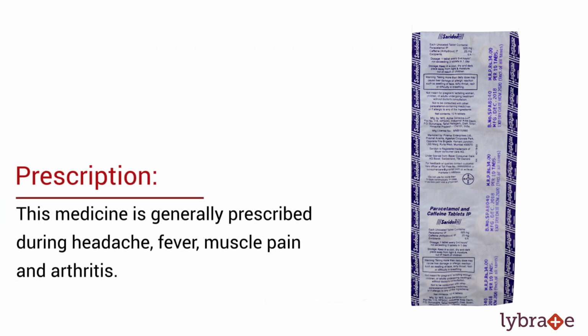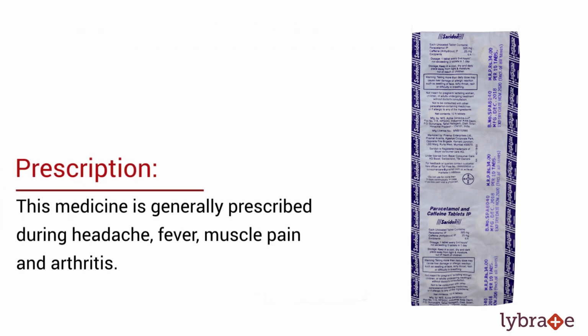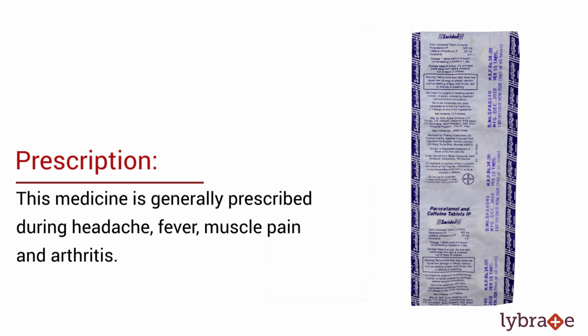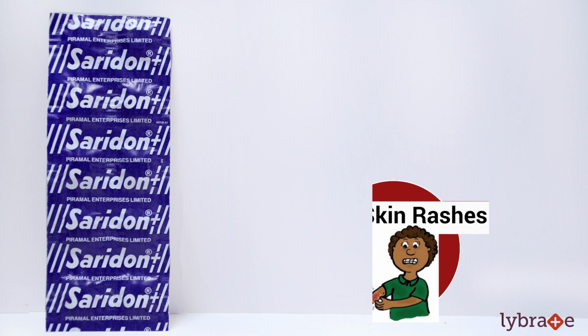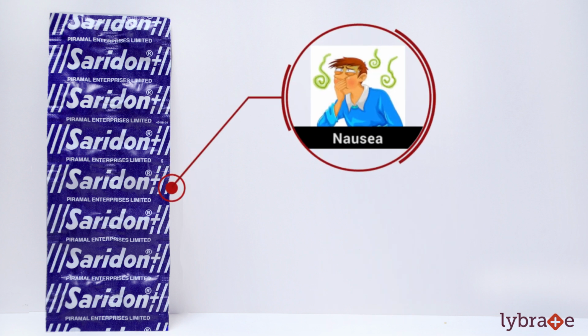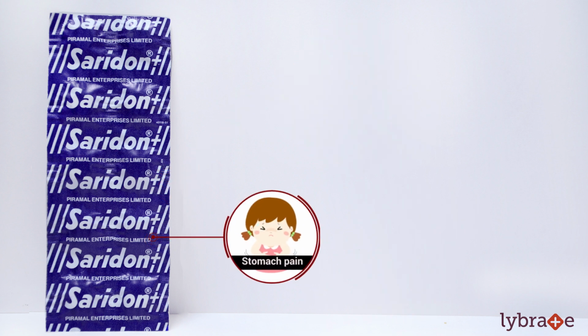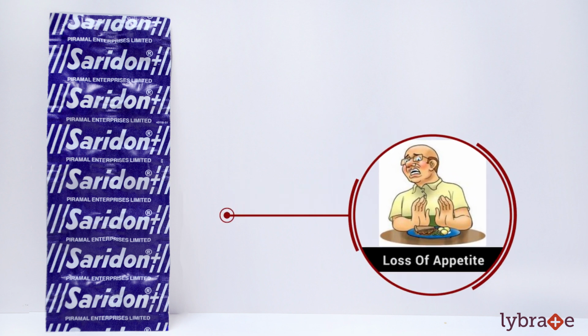This medicine is generally prescribed during headache, fever, muscle pain, and arthritis. One can experience side effects like skin rashes, nausea, stomach pain, or loss of appetite.